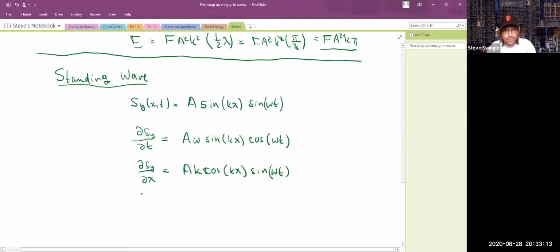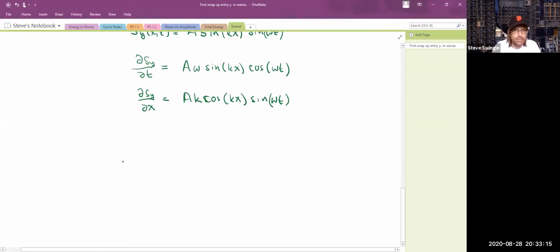Now, let's talk about the energy. That would be an integral, and again, the limits I choose are up to what I need to be doing. I have to take 1/2 the tension, and then times the particle speed squared. So I get a squared omega squared sine squared kx cosine squared omega t.